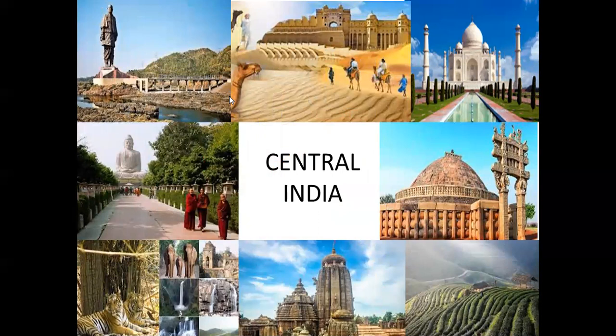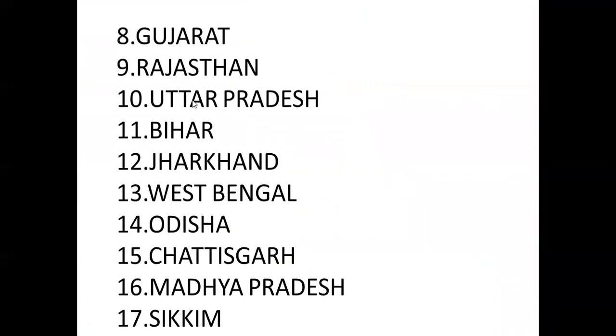When we go to central India, the specialities over there: we have lots and lots of wildlife in India, children. Wildlife sanctuaries are more. The Sardar Patel statue in Gujarat, Rajasthan, the Taj Mahal we all know, Sanchi Stupa, tea estates of Assam, everything comes under the next part. So here we have Gujarat, Rajasthan, Uttar Pradesh, Bihar, Jharkhand.